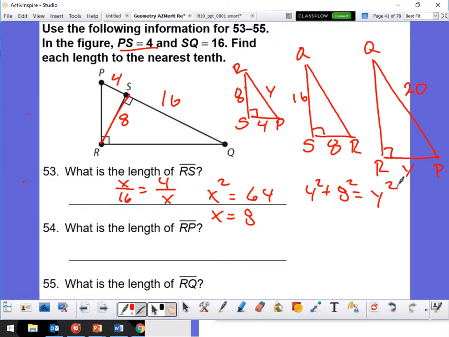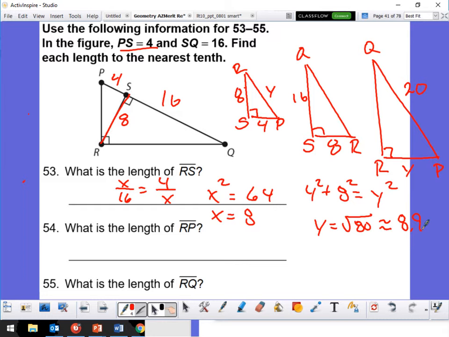All right, so we get y is square root of 80, or y is about 8.9, right? Yes? Okay, good. So we got that one for RP now. All right, the next one says RQ.